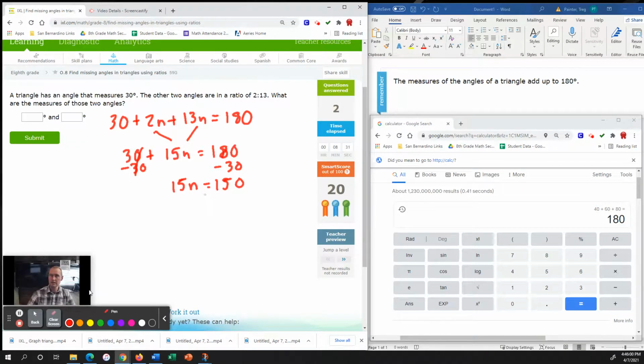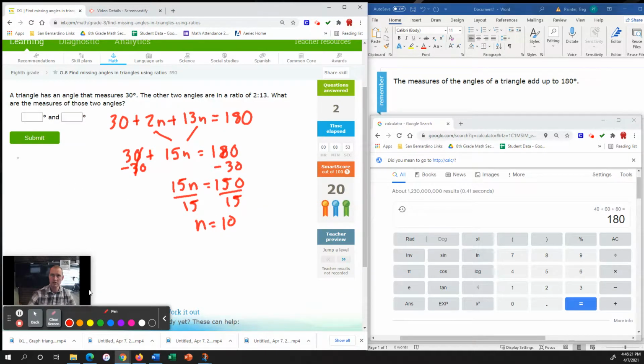What makes this really nice is that they are base 10. What I mean by that is when you divide 15 on one side and divide 15 on the other side, you're going to get n equals 10, because 150 divided by 15 is 10. That's our ratio aspect.